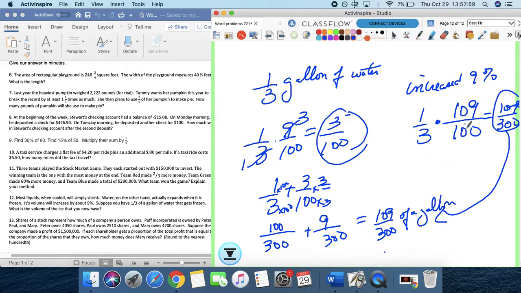Okay, and we'll talk about this a little bit more because I think I'm losing you here on this. But if you want to find what 9% is and then add it to the total later, that's completely fine too.